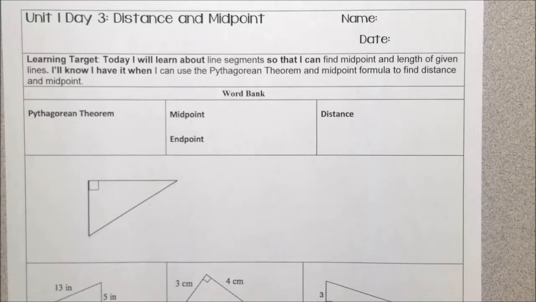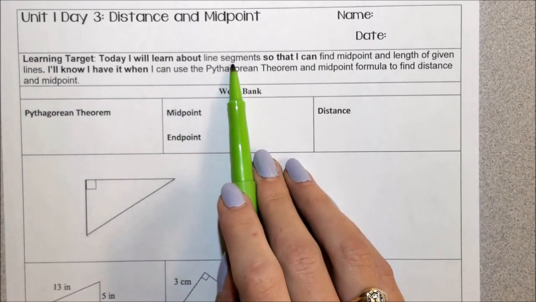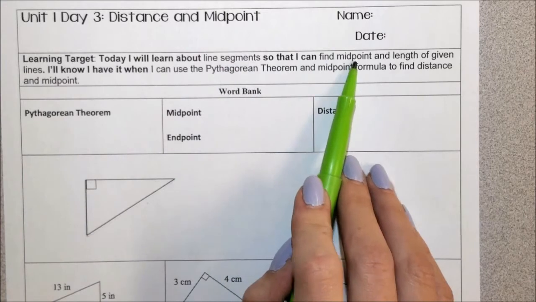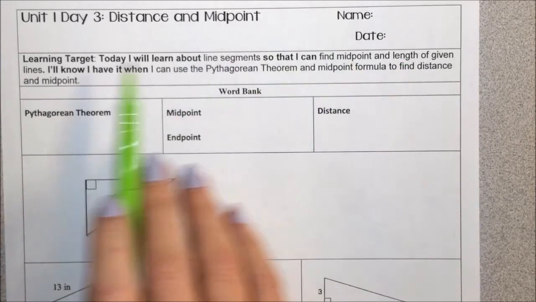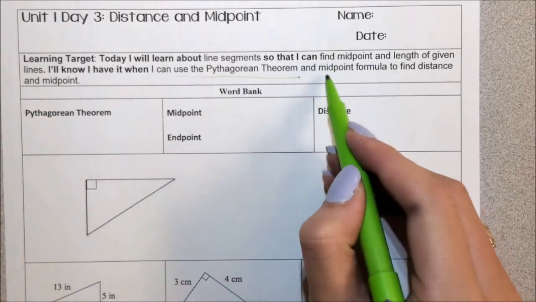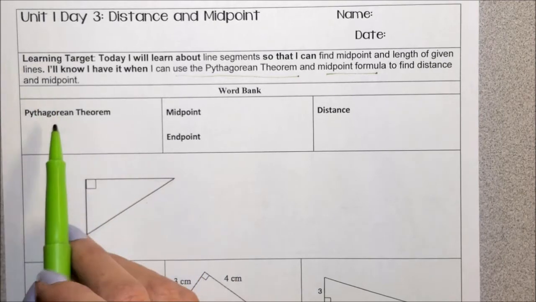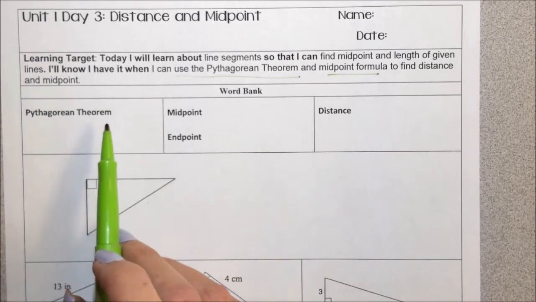Hello! Today we are going to be talking about distance and midpoint. So today we will learn about line segments so we can find the midpoint and length of them. You'll know you'll have it when you can use the Pythagorean theorem and the midpoint formula to find distance and midpoint. So these are some important words that we're going to go over today.